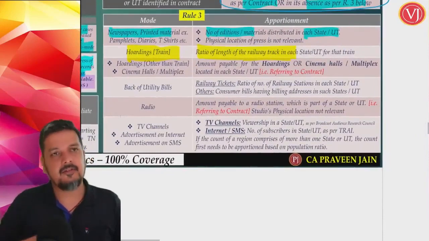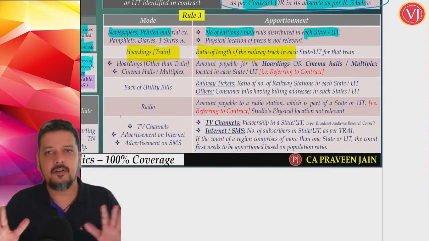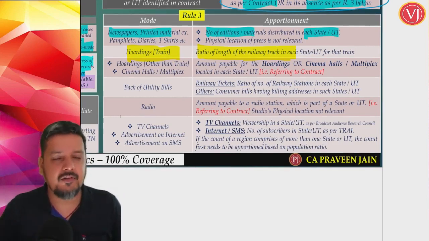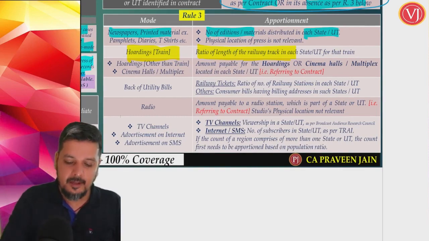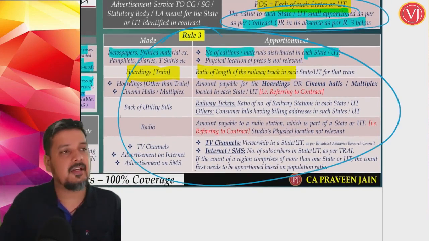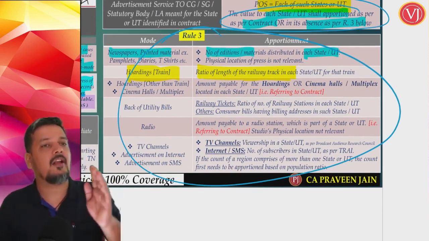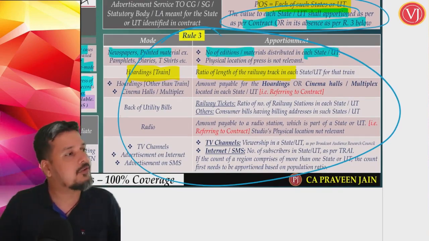Likewise, you have other scenarios. Very logical bifurcation. I've just given two scenarios. Very logical bifurcation is there in this. And please understand that this apportionment is there when you talk about rule 3, advertisement for governments. When you get multiple states as the answer, it is logically divided with the help of rule 3.